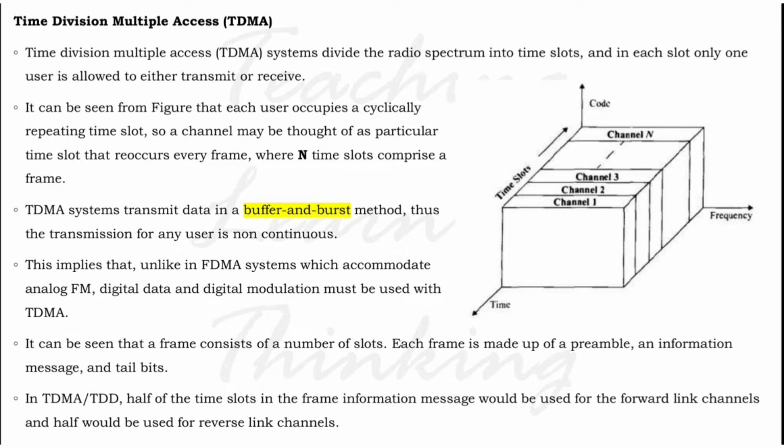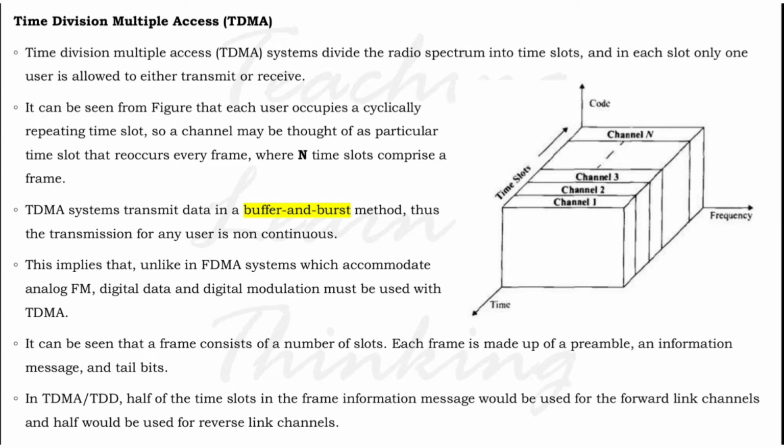It can be seen that a frame consists of a number of time slots, and each frame is made up of a preamble, information message and tail bits. So each frame consists of a number of time slots, and each frame is made up of preamble, information message and then tail bits.